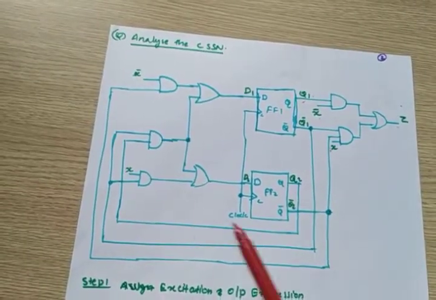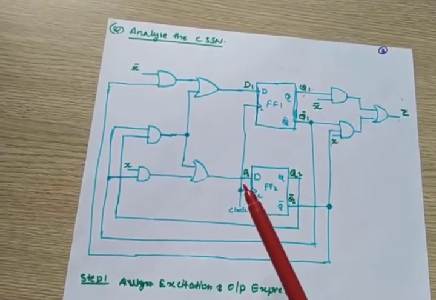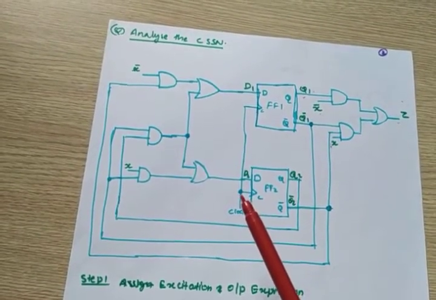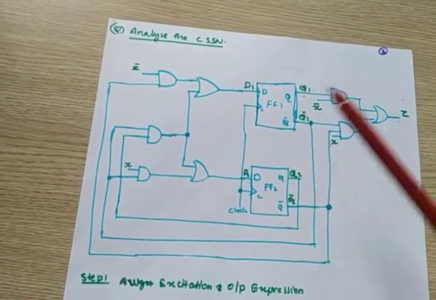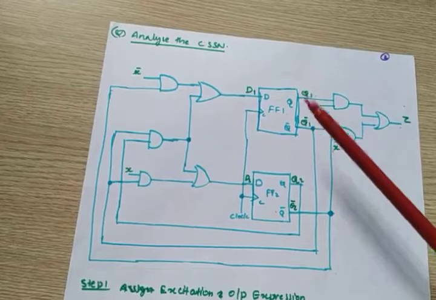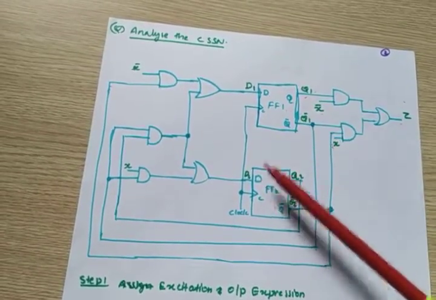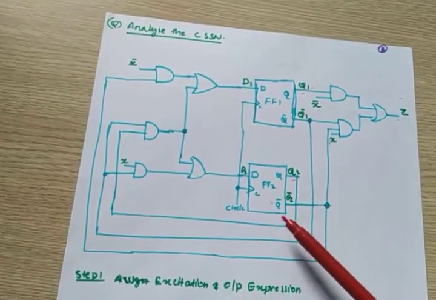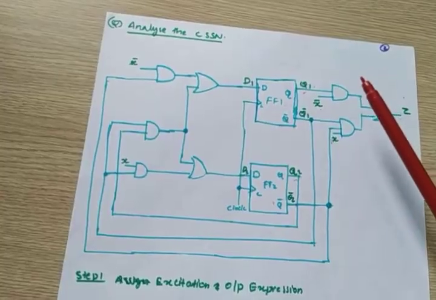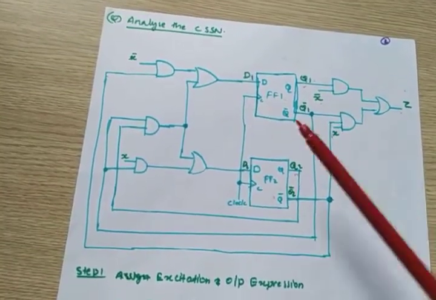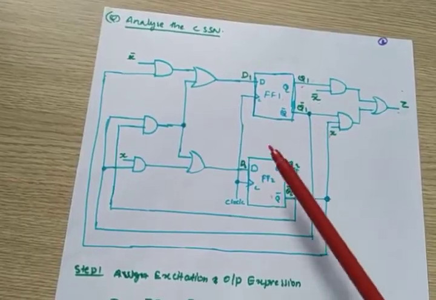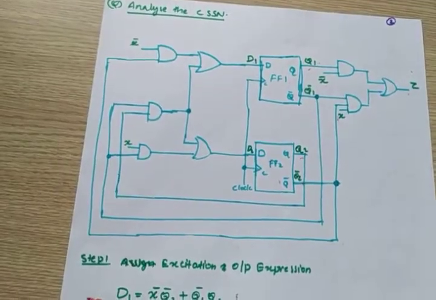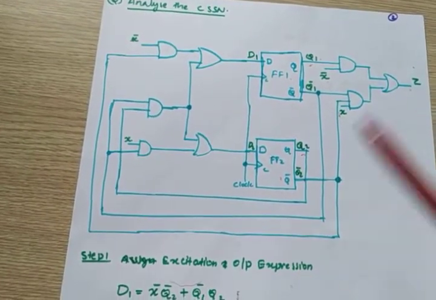After getting this diagram, the first step is to assign the state and excitation variable to each flip-flop. We have two flip-flops, so we write flip-flop 1 and flip-flop 2. These are D flip-flops, so you write D1, D2. So this is Q1, Q1 bar, Q2, Q2 bar. This is Q2 bar. So this is the first stage, assign state and excitation variables to each flip-flop. Next is to write the excitation and output expression.